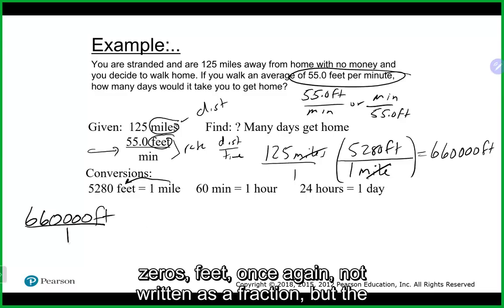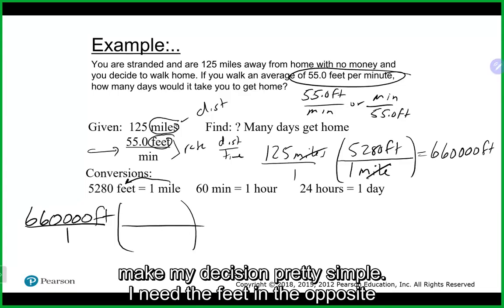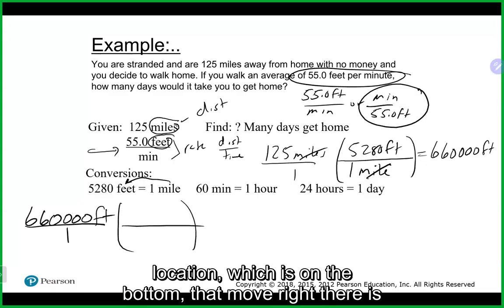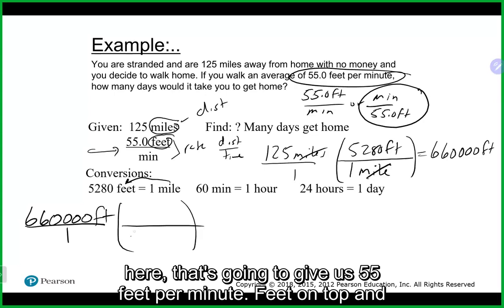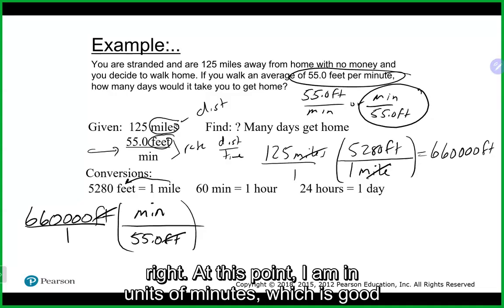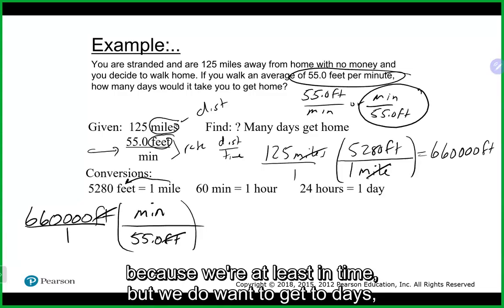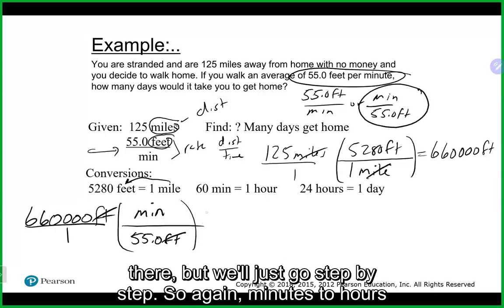Once again, not written as a fraction, but the feet are on top, which is really important because now it should make my decision pretty simple. I need the feet in the opposite location, which is on the bottom. That move right there is going to allow us to go from distance to time, basically. That's going to give us 55 feet per minute. Feet on top and feet on the bottom will cancel. If I laid up the calculation right at this point, I am in units of minutes, which is good because we're at least in time, but we do want to get to days, right? So again, there's multiple ways you could get there, but we'll just go step by step.